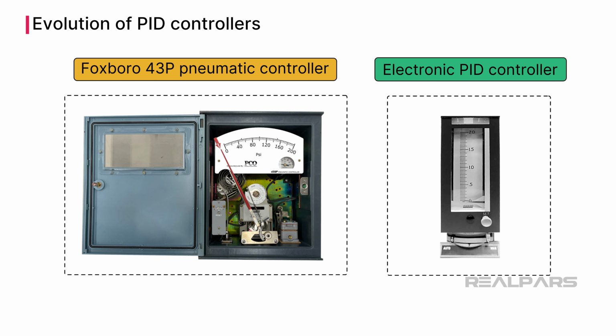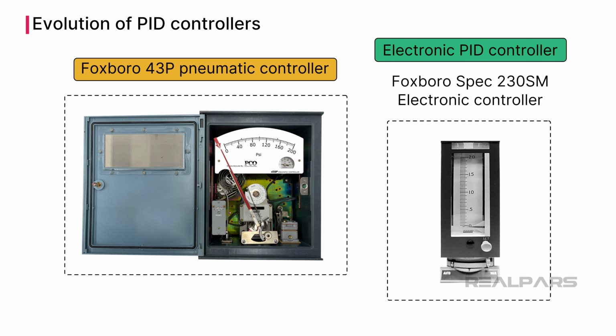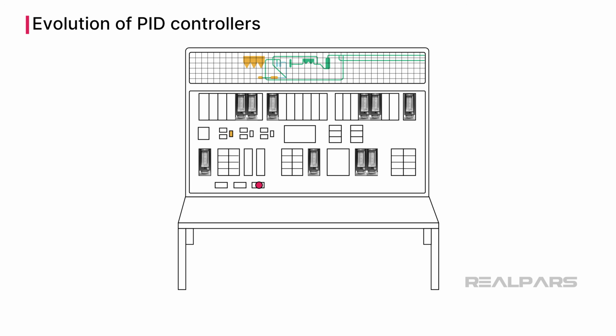The introduction of electronic PID controllers, such as the Foxborough Spec 230SM control station, led to the widespread use of PID control in process industries. Control rooms were filled with single-station controllers mounted on panels, each managing one process variable or control loop.